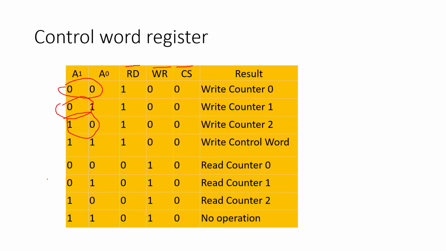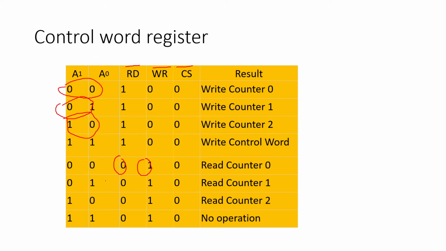Whenever the CPU wants to perform the read operation from the counter, the read complement value is 0. The read bar value is 0 and the write bar value is 1. So whenever it is 0, 1, it is reading the value from a counter. A0 value 0 and A1 value 0 means reading the value from counter number 0. And 0, 1 means reading from counter number 1. And 1, 0 means reading from counter number 2. And 1, 1 means it indicates no operation.